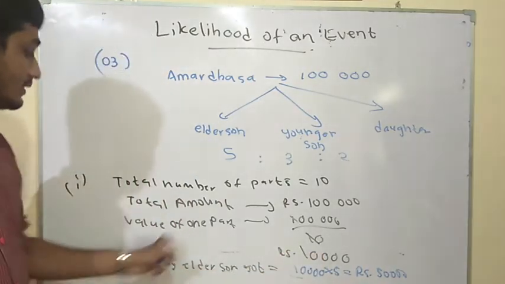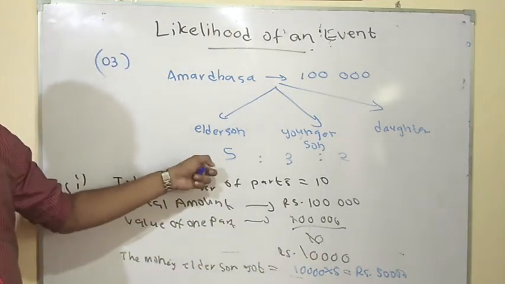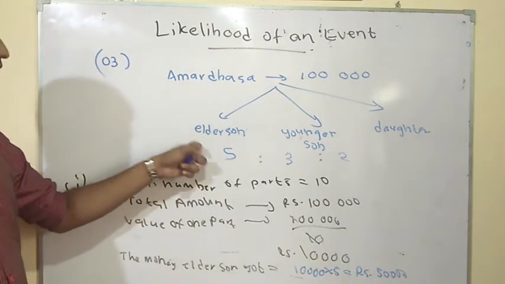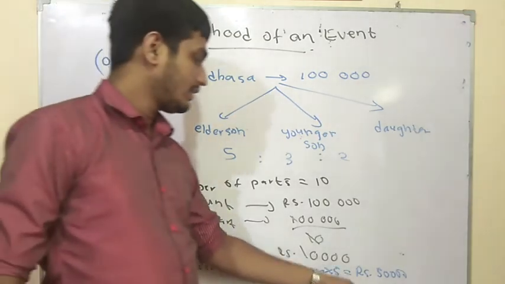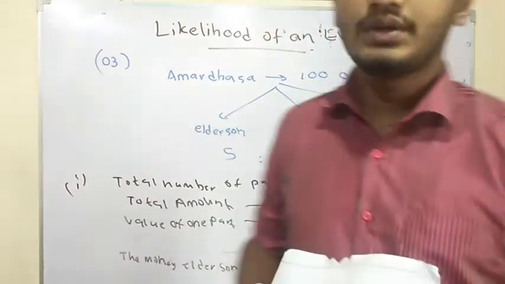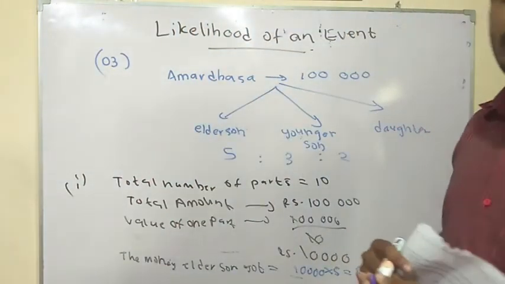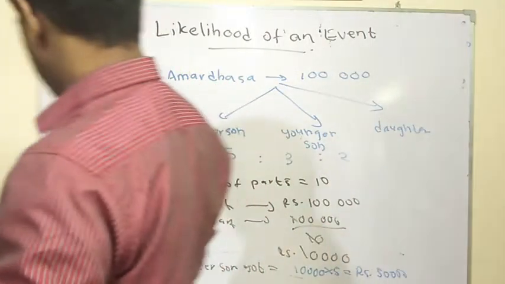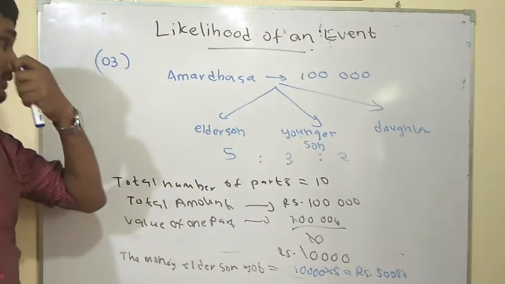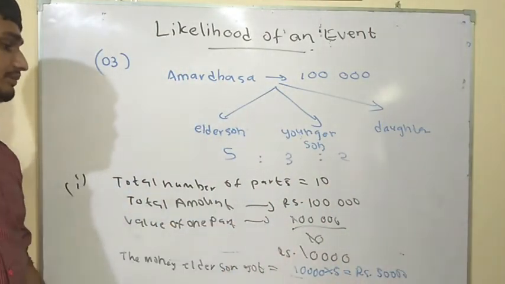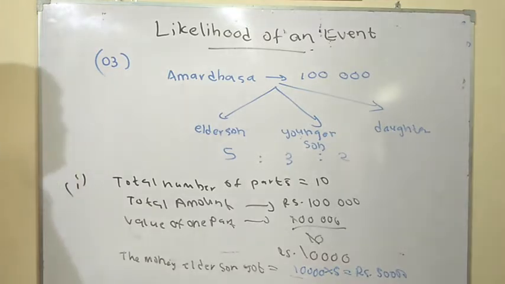Then the elder son got 5 parts out of it. It means 10,000 into 5. What is the answer? 50,000 rupees. The amount that the elder son got is 50,000 rupees. Mark it fast.